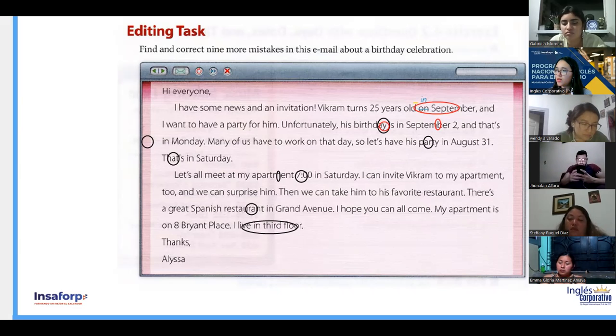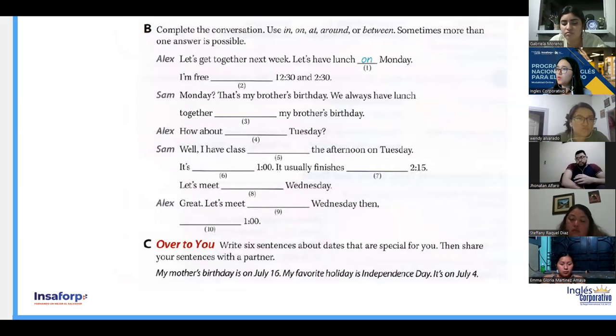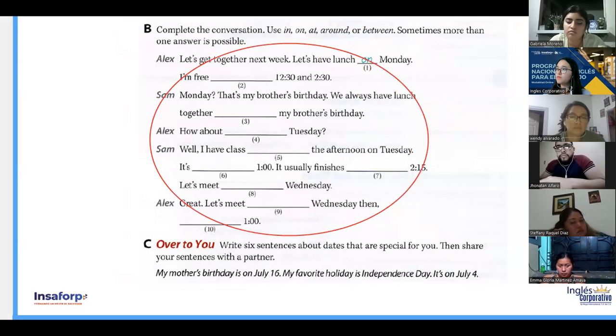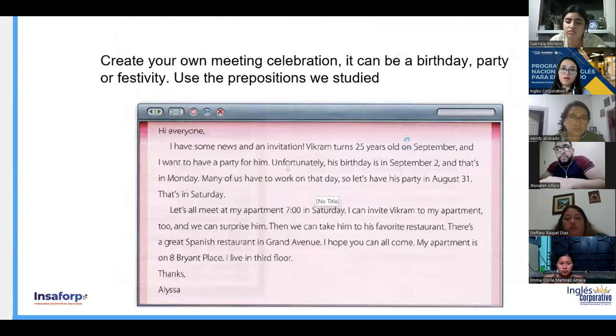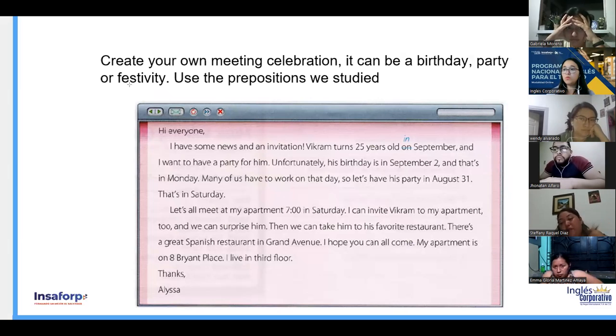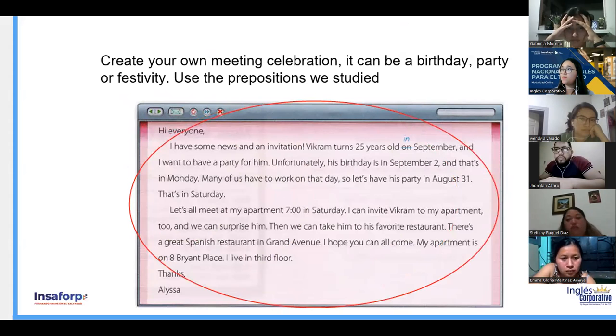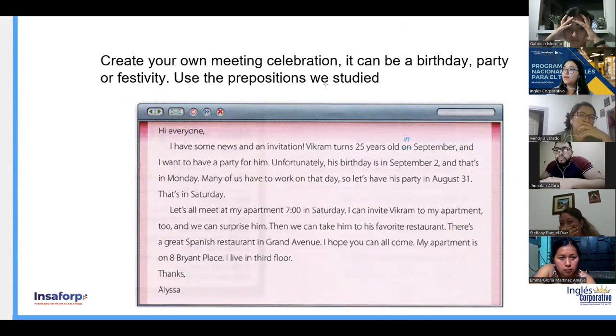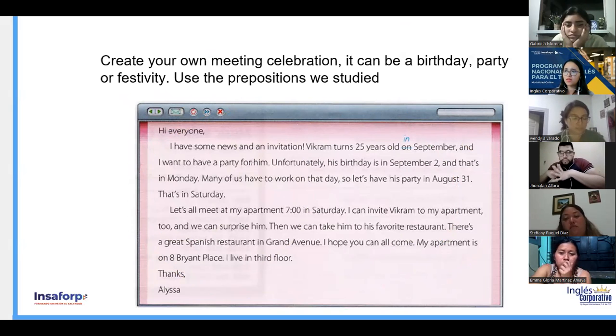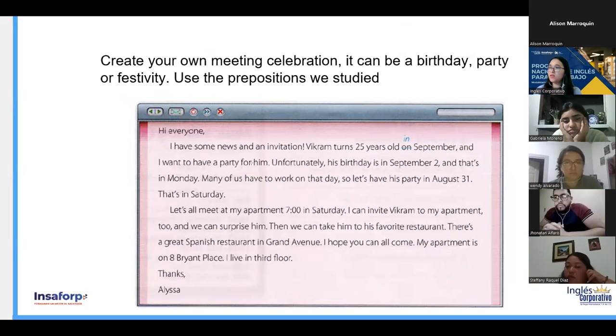So we are going to be working on this activity. Lo único que vamos a hacer is to use in, on, at, around, or between, right? In the second part, now that you have corrected the information text, you are going to create your own meeting celebration. You're going to invite persons. Vamos a crear un email invitando to your friends, maybe, to your party. Podemos utilizar this template, o voy a compartir otros templates que podemos encontrar en internet. Questions? Yes, Allison, tell me.